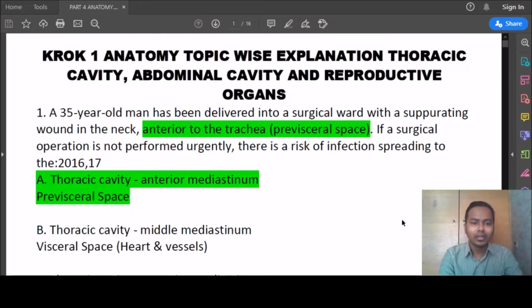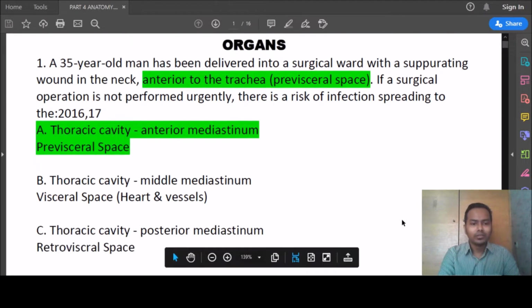Anterior to the trachea, there is the thoracic cavity, the anterior mediastinum. We call it the pre-visceral space. So the thoracic cavity, anterior mediastinum. Anterior to the trachea, there is the pre-visceral space, and there is the thoracic cavity, the anterior mediastinum. So that can lead to mediastinitis. Also, you can check the other options to see why they are not correct.